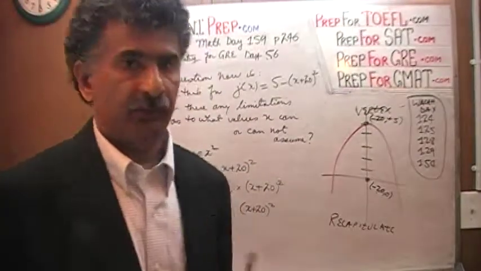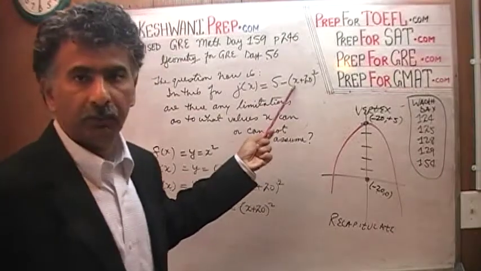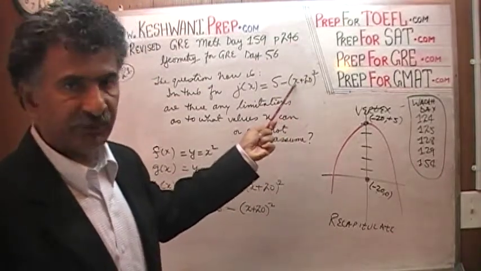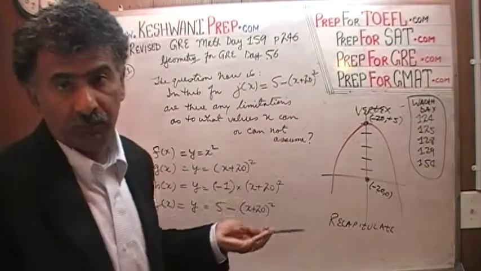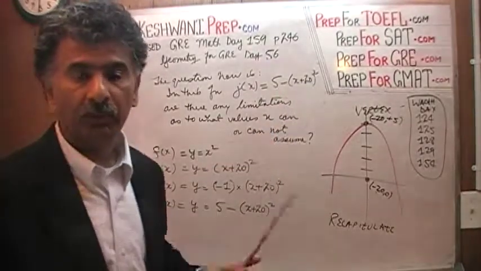Can x be a negative number? The answer, of course, is why not? x can be any negative number you want. If x happens to be negative 20, it's going to be just 0 squared. If x happens to be negative 50, plus 20, it's going to be negative 30 squared. Of course, we can figure out what that is. x can be negative 4, x can be negative 14, x can be any negative number.